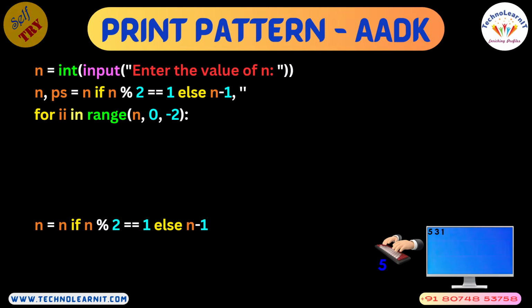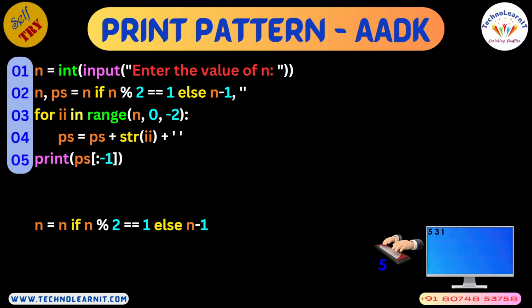And range function, start from n, adjusted n, okay? Go down to 0 exclusive, meaning you will stop at 1, and the decrement part is -2. Print the value of ii. Since you are printing only once, keep constructing your print string. Finally, print the value of ps by excluding the extra space at the end. Using these 5 lines of code, you can achieve this.